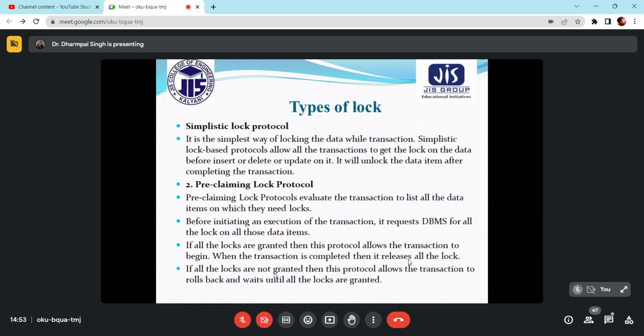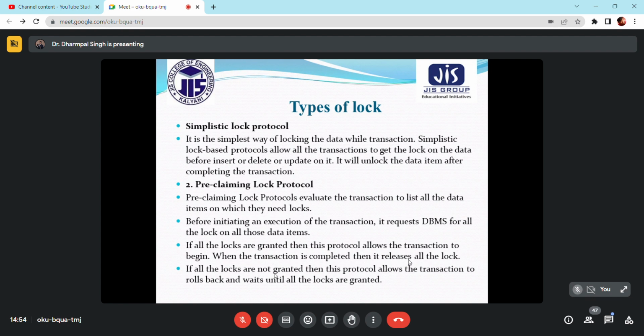There are different types of locking protocols. One is the simplistic lock protocol and the other is the pre-claiming protocol. The simplistic protocol is the simplest way of locking the data in a transaction. It allows all transactions to get the lock on the data item before insert, delete or update on it. Suppose transaction A requires five data items, so it can lock them. Transaction B requires five data items, which will be locked. In this way they lock and then perform the operation.